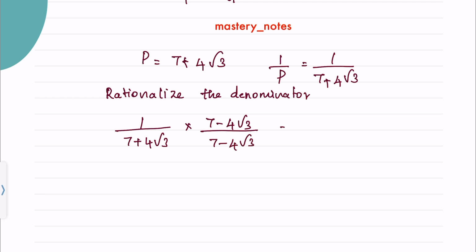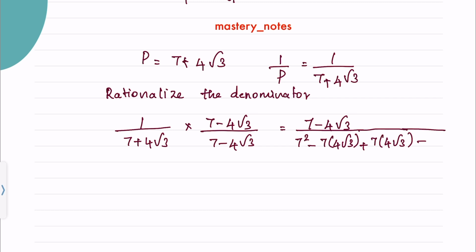So if you multiply this, the numerator becomes 7 minus 4 root 3, and in the denominator, multiply using the FOIL method. So 7 square minus 7 into 4 root 3 plus 7 into 4 root 3 minus 4 times 4, which is 16, times root 3 the whole square, which becomes 3. So 16 into 3 becomes 48.